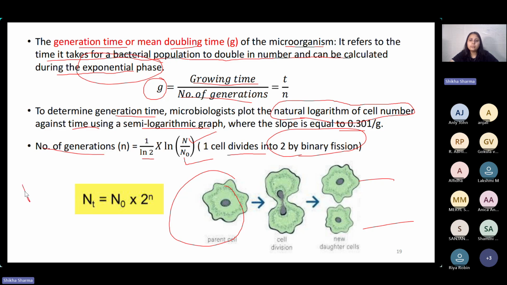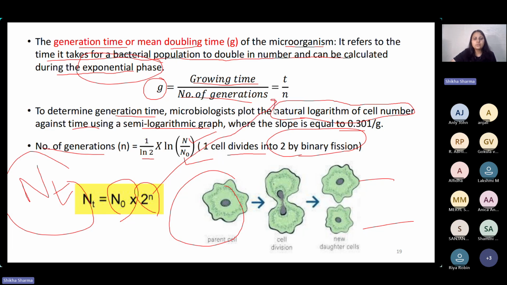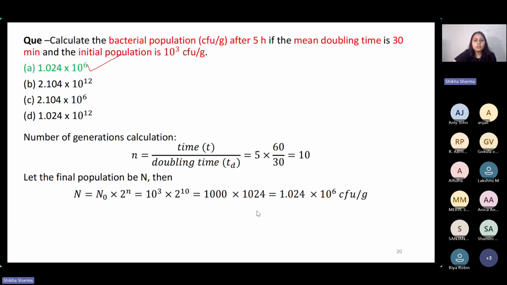That's why we use this formula: N_t, the population of the cell after some time, equals N naught, the initial population, into 2 to the power n. Here n is the number of generations we are considering. So let's come to this question. In this question we need the bacterial population after 5 hours. That means we need to calculate N.